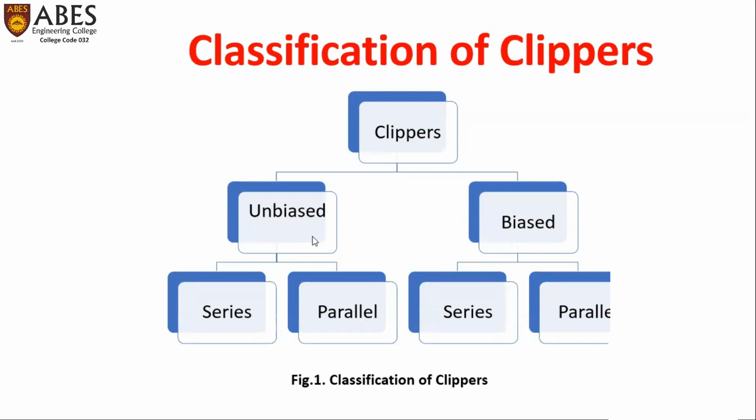Unbiased clippers are again broadly classified into two categories, series and parallel. Similarly, biased clippers are of two types, series and parallel. Now the question arises, how do we come to know whether the given circuit is a series or parallel clipper?